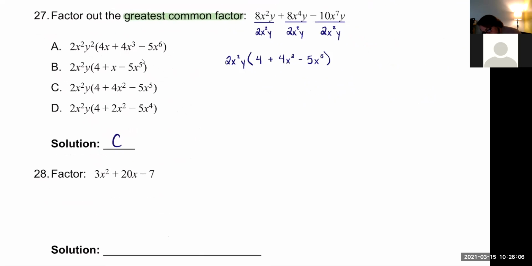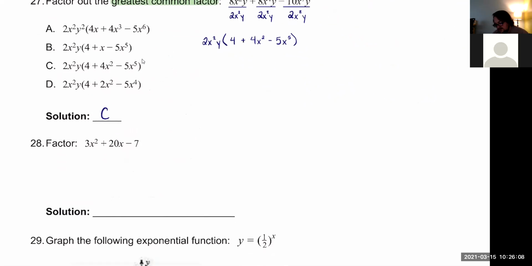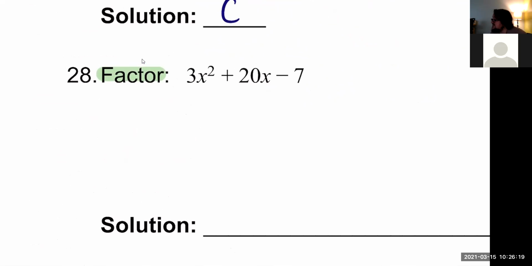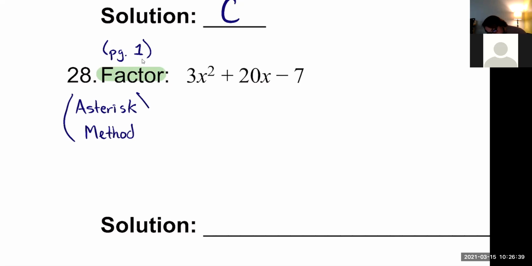I'm gonna vote for one more because I think that's gonna be a good place to take our break. Number 28. Yet again, there's that word, factor. And as I'm looking at it, I realize, well, this has 3 terms. It's a quadratic trinomial. So I'm thinking maybe the asterisk method. Again, if you're not quite sure, you can always go back to page 1 where we talked a lot about factoring. But in this case, I'm going to recommend the asterisk method.